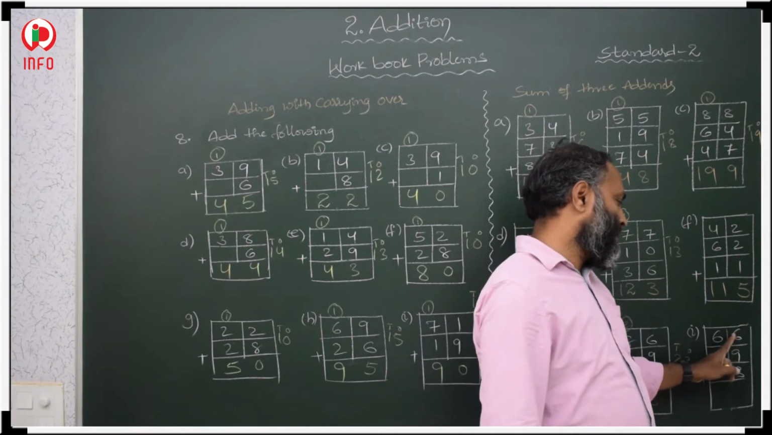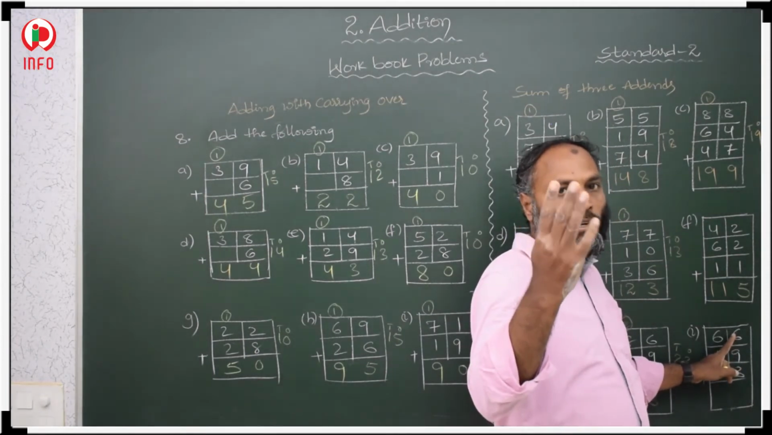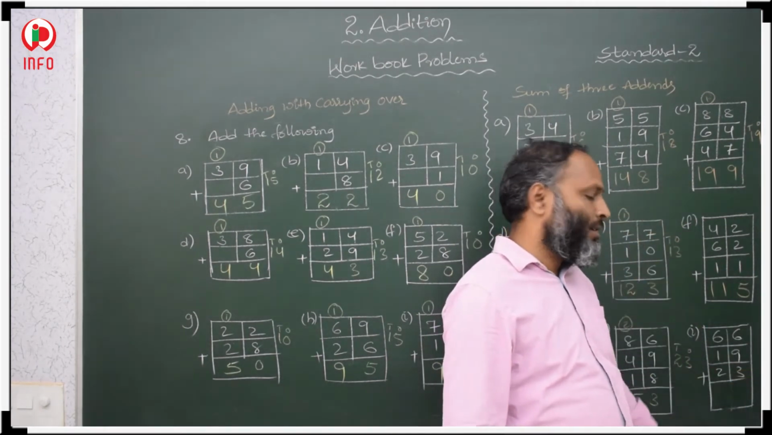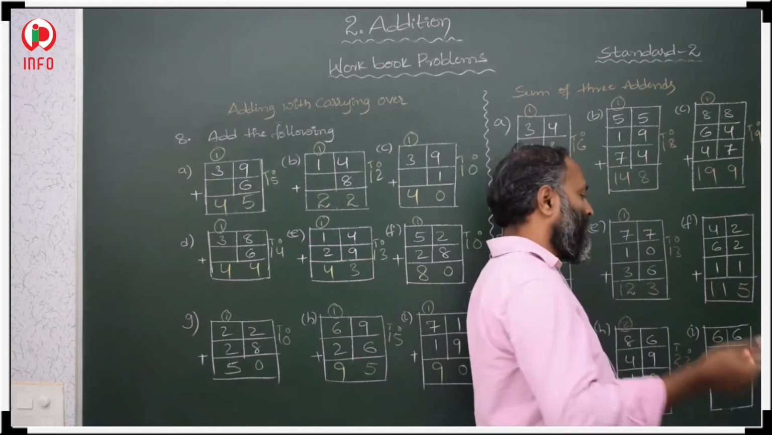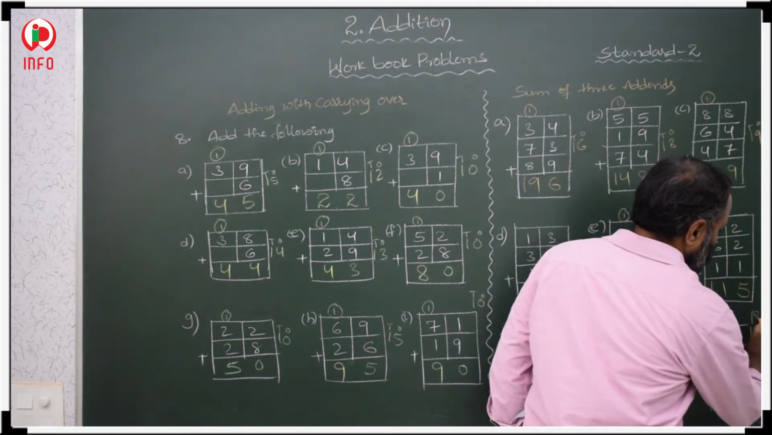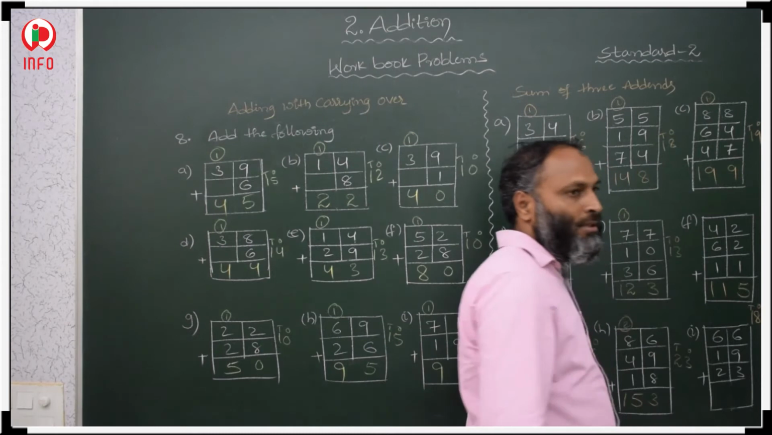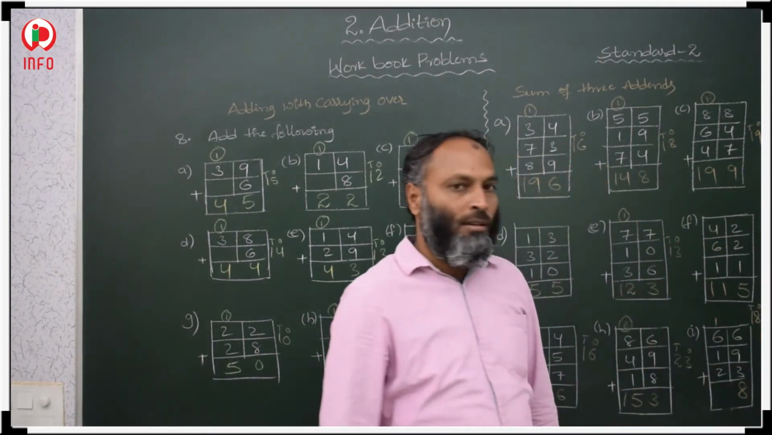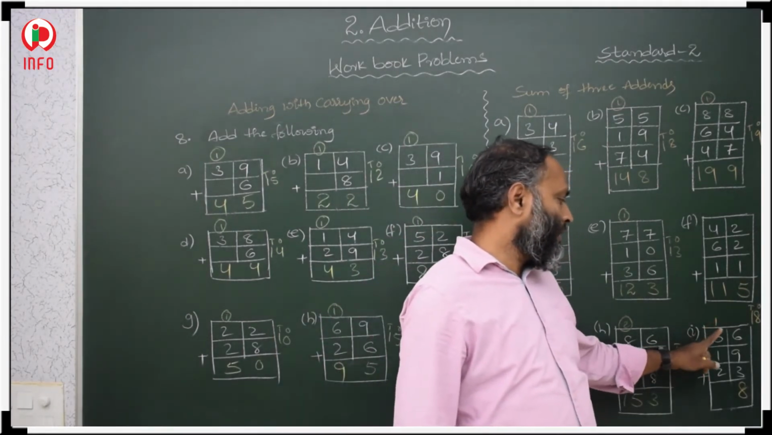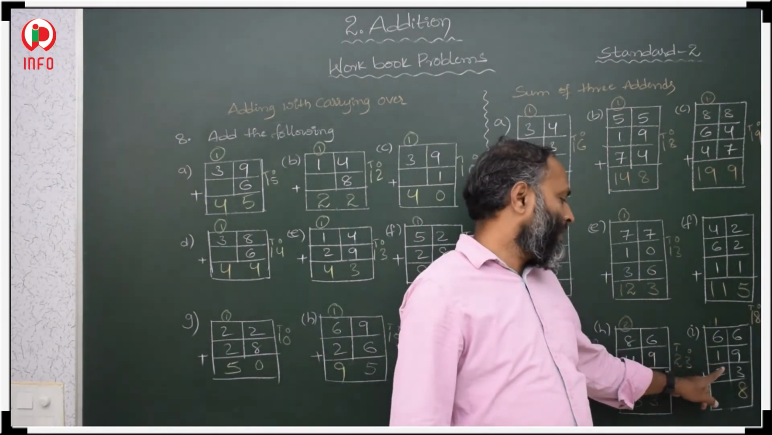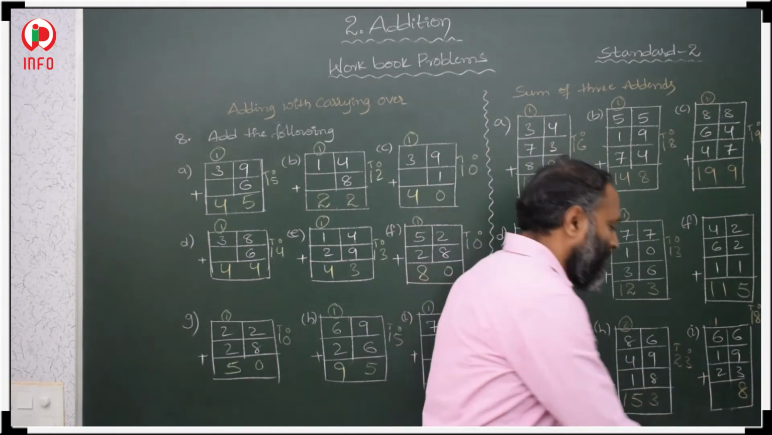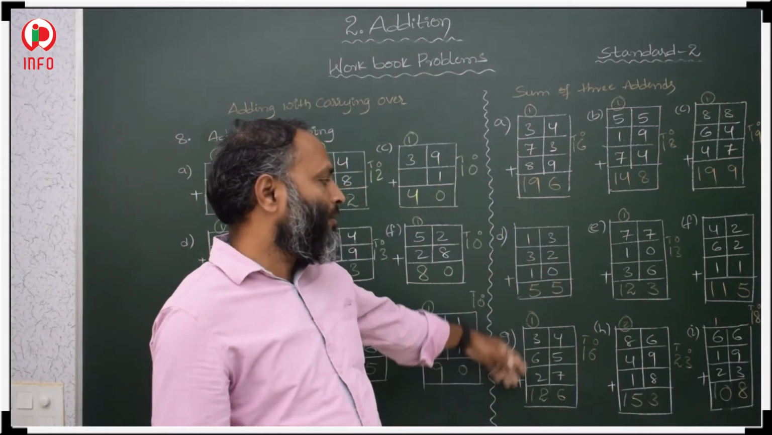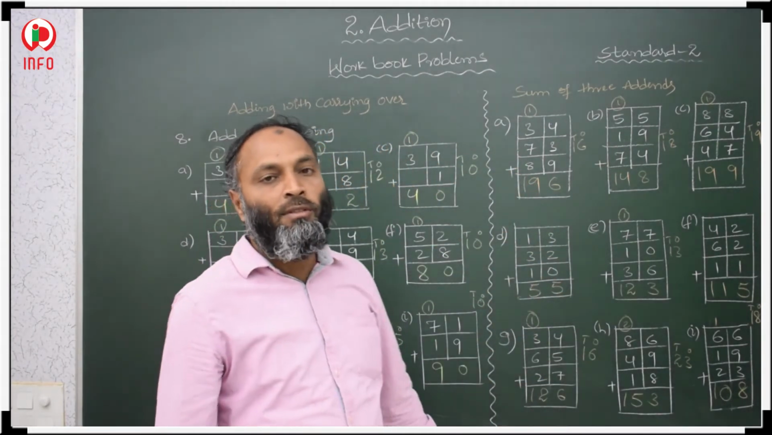6 plus 9, 6, 7, 8, 9, 10, 11, 12, 13, 14, 15. 15 plus 3, 16, 17, 18. 18. This is in ones place, this is in tens place. 8 in ones place and 1 in tens place. Now 6 plus 1, 7. 7 plus 1, 8. 8 plus 2, 10. 108. This is our 3 addends sum. We have to find 3 addends sum in this way.